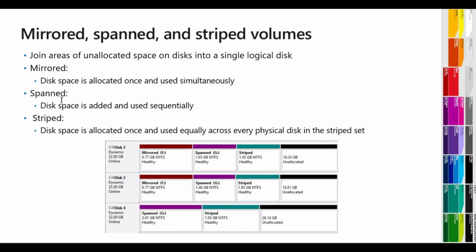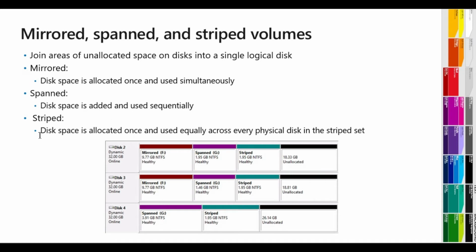Then spanned: disk space is added and used sequentially. So spanned means that after you use one disk, it expands to another disk. So you have more space over there and over there as well.